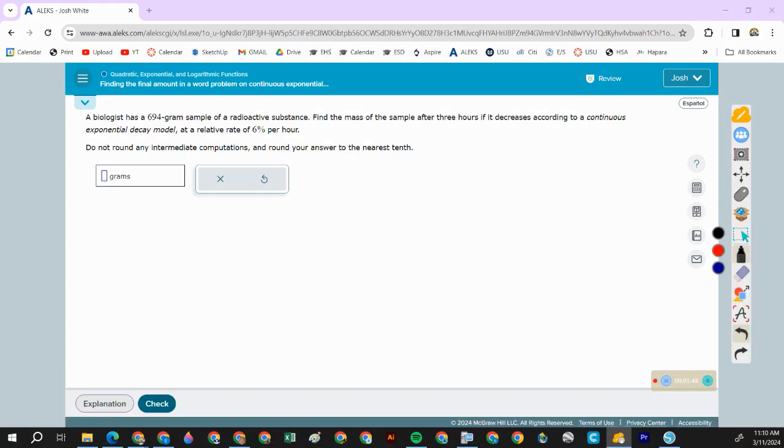Okay. A biologist has 694 grams of a radioactive substance. Find the mass of the sample after 3 hours if it decreases according to a continuous exponential decay model. So this is PERT. P-E to the RT. So 694 e to the 0.06 times 3.